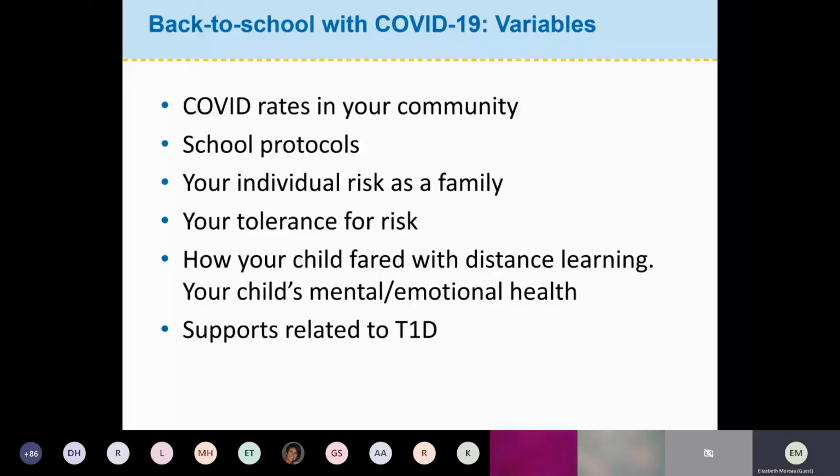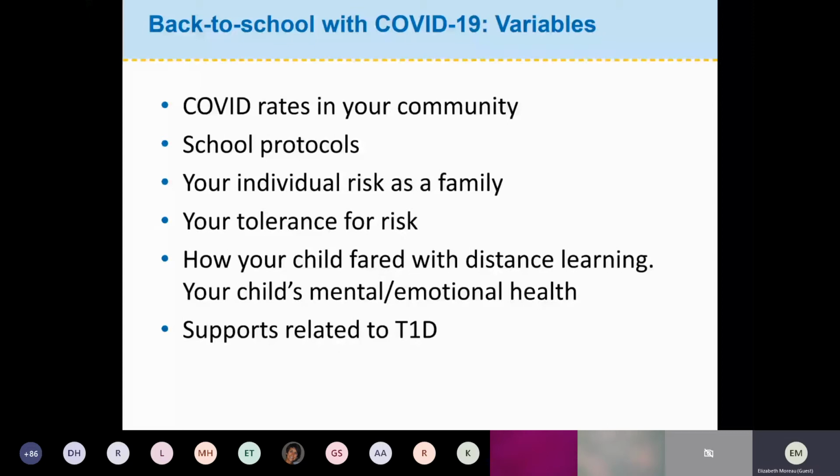Next, your school protocols. What steps is your school board taking to keep transmission rates at a minimum? These could be enhanced hygiene, physical distancing, masking for kids of certain ages or in certain situations. It could be more outdoor education, etc. But most, if not all, Canadian schools are taking certain steps, usually a basket of things, to help keep transmission rates low. Of course, you need to think about your individual risk as a family.